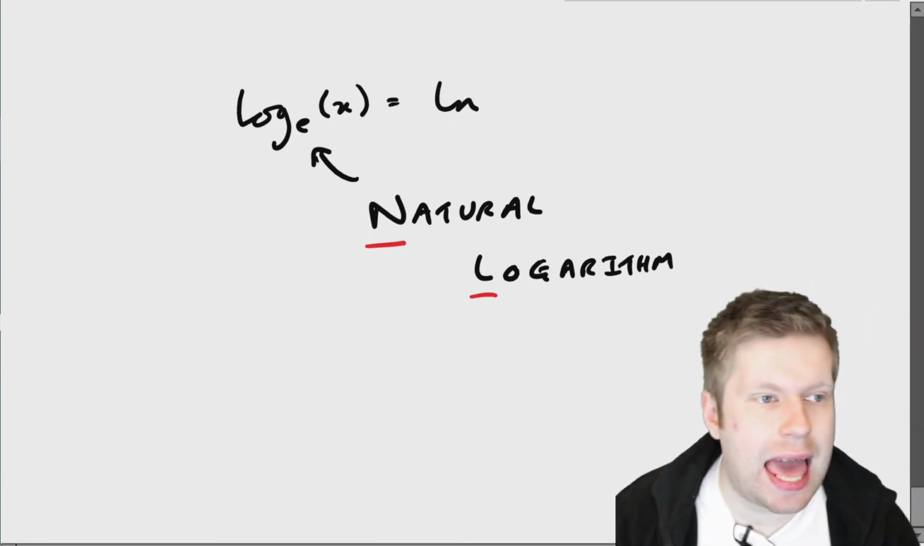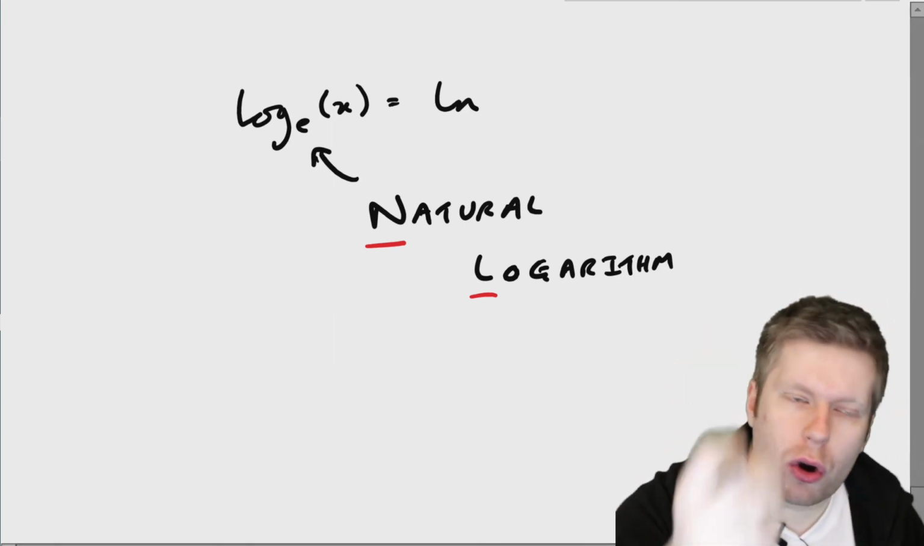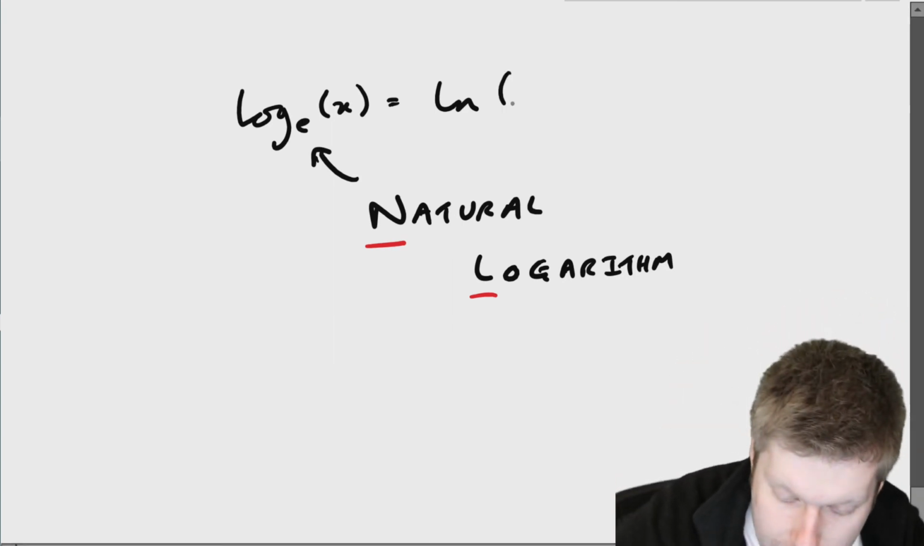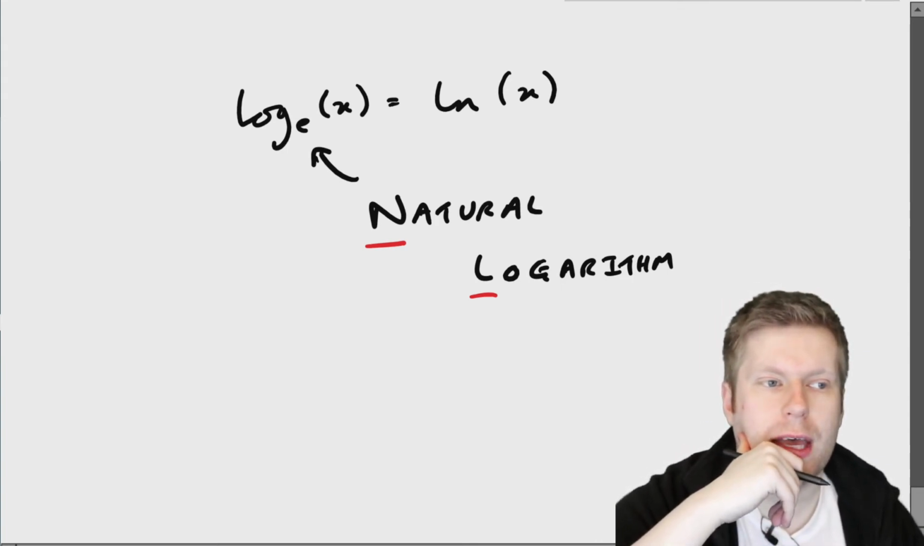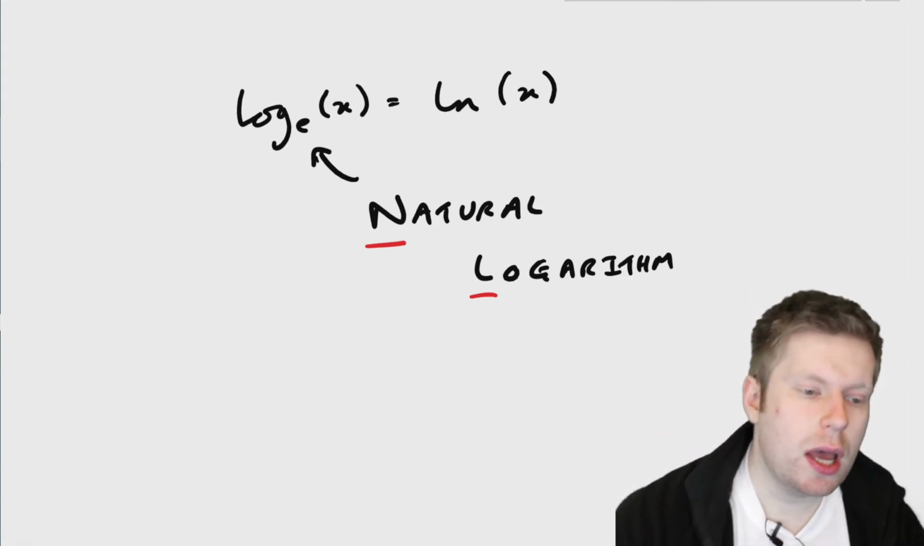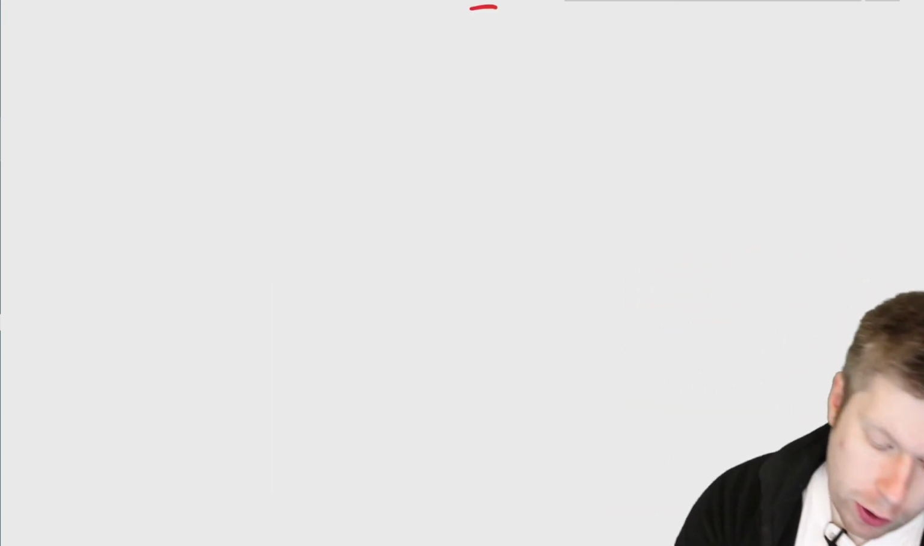So if I ever write down LN, what I literally mean there is the natural logarithm. In other words, logarithm where the base is e. So I'd write down log to the base e of x, or the natural log of x, like that. So just be aware of that. It's just a little bit of notation, but it's really, really important. So let's have a quick look at laws of logarithms.